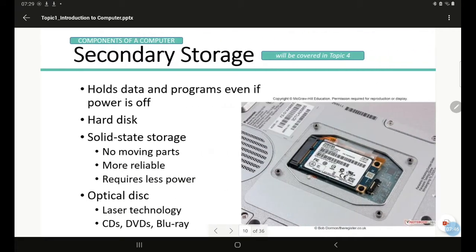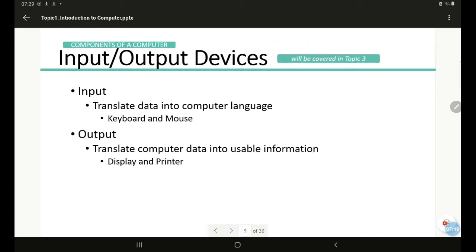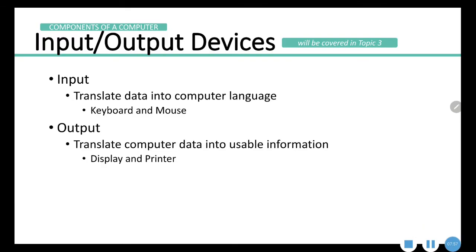And then output. For the output device, the function is to translate computer data into usable information. So examples of the device are display, that is our monitor, and also printer.